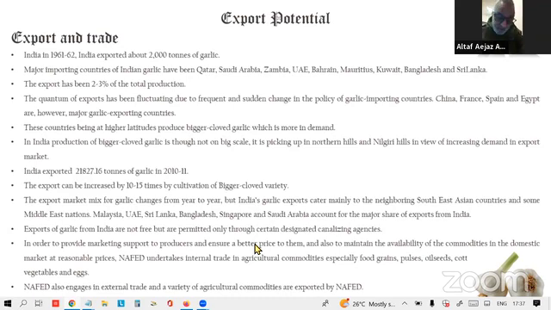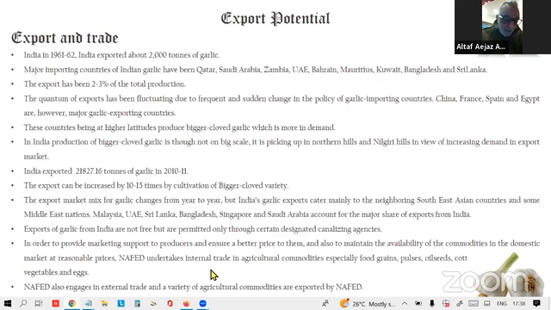NAFED, which is the government of India agency, undertakes the internal trade in agricultural commodities, especially food grains, pulses, oilseeds, cotton and vegetables. It is now designated as a platform for undertaking the business of procurement and wholesale of garlic and onions, and also the exports of garlic from India. NAFED is also engaged as an external trade agency by the government of India for facilitating the exports of garlic, which will ultimately help the farmers to improve their economic conditions.